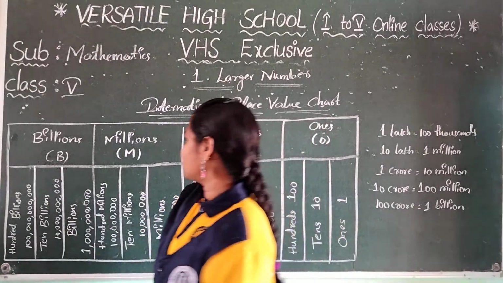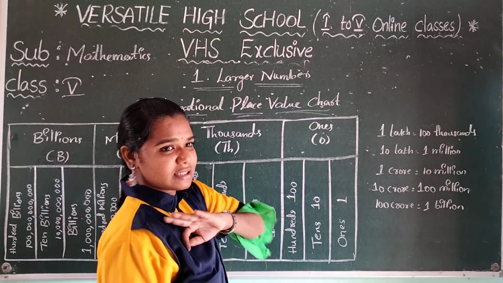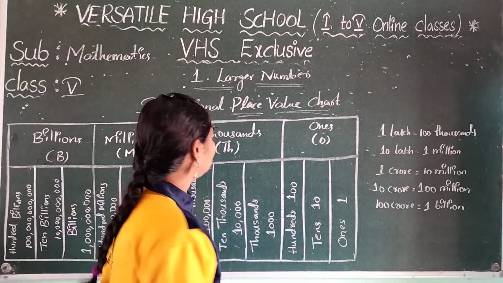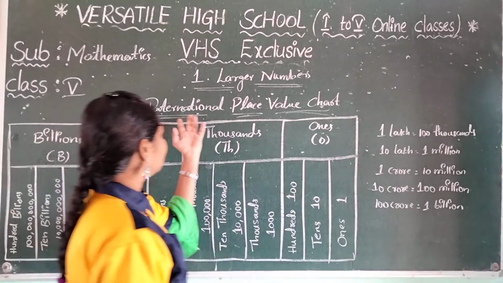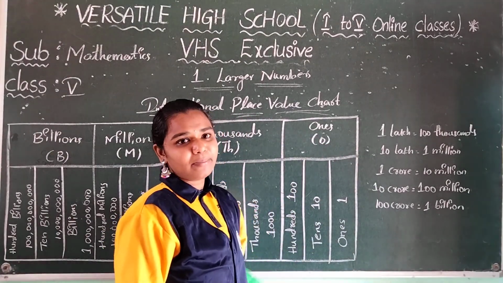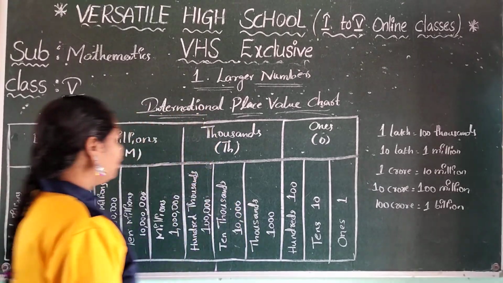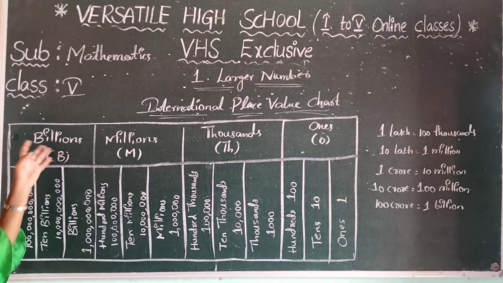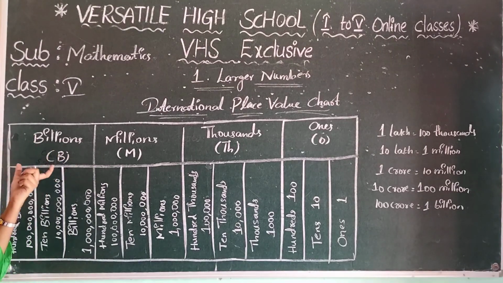So, what is the first chapter? Larger numbers. In the previous class we discussed 3 exercises. Today we discuss the international place value chart. Already we discussed the international place value chart, but what is the difference? Here there is one extra period, billions.